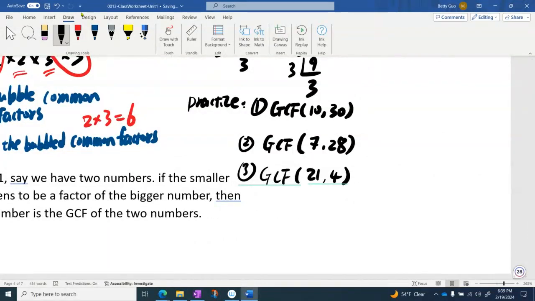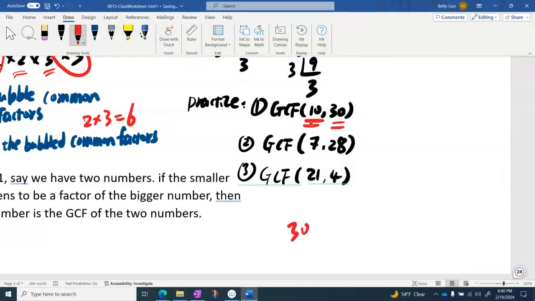Kaylin just now actually explained very well. 10 and 30: 10 is the smaller number, 30 is the bigger number, right? And 10 happens to be a factor of 30. 10 goes into 30 3 times. 30 is a triple of 10. By the way, this does not happen all the time, okay?